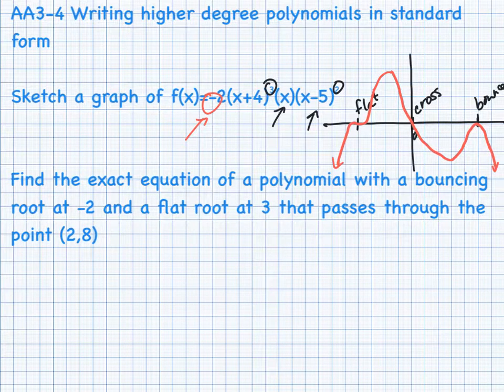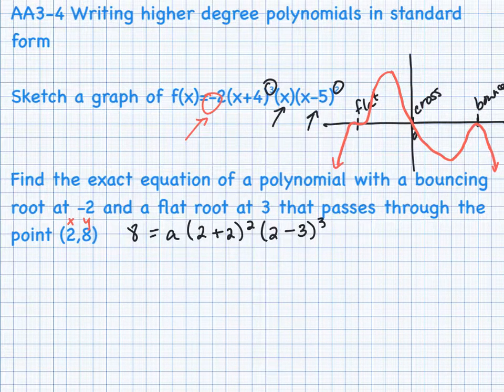So, finding the exact equation, this gives us an x and a y. If we write our basic equation, the a we don't know. If we have a bouncing root at negative 2, that's going to be x plus 2 squared, or some other even number, and a flat root at 3, so that's going to be x minus 3 to the third, or some other odd. I would use 2 and 3 in those cases. And then I'm going to take out the x's and put in 2. Then I'm going to take out y and put in the 8.